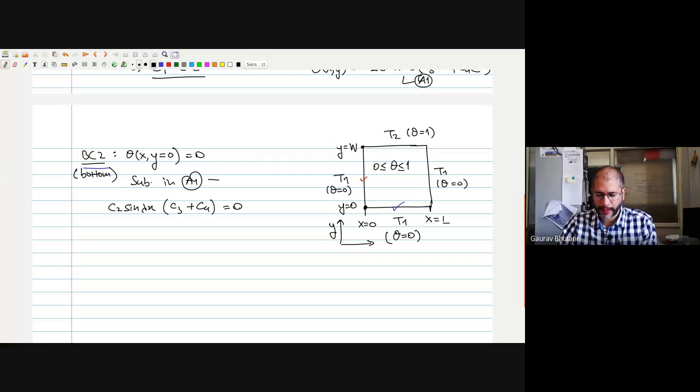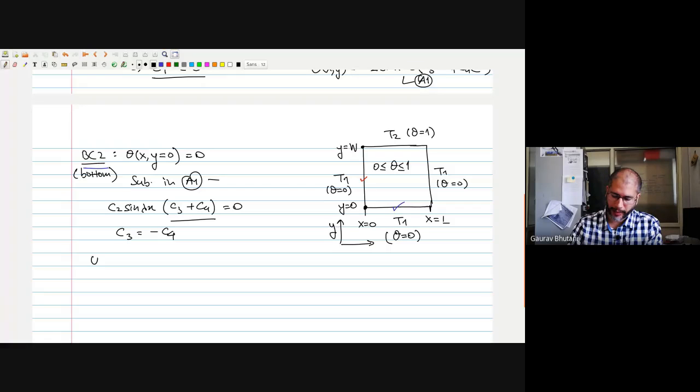Now remember that in this case, there are two conditions possible for the constants. One is that C2 is 0, but if C2 becomes 0, then the whole theta becomes 0, and that does not satisfy the top boundary, which is this one. Okay, so that is not possible. So the only thing possible is that we have C3 plus C4 is equal to 0. That means C3 equals minus C4. Okay, so again, we have got rid of one more constant.